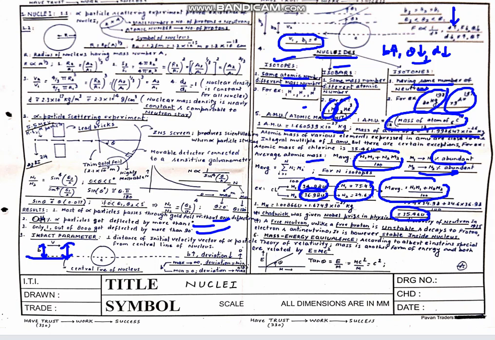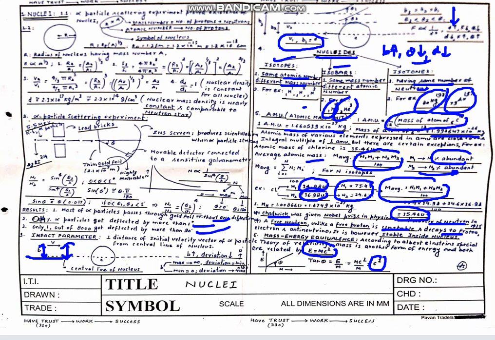There are certain important points. Chadwick was given the Nobel Prize for the discovery of the neutron. Then there is the concept that a free neutron is unstable and decays to a proton. Then mass-energy equivalence, given by Albert Einstein, which says that E is equal to mc square. So if we draw a graph between energy and mass, the graph will be a straight line. Tan theta will be E by m, which is equal to c square. So this is the concerned thing about the nucleus.